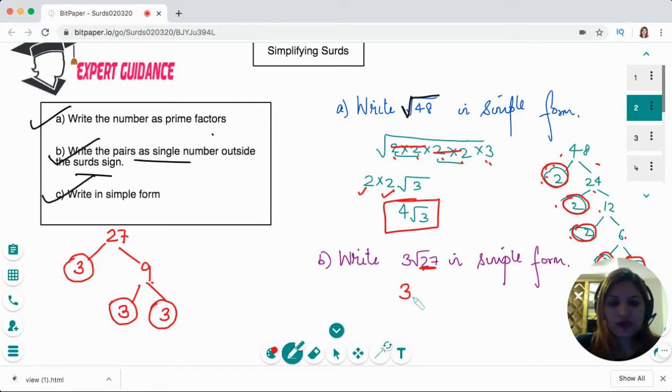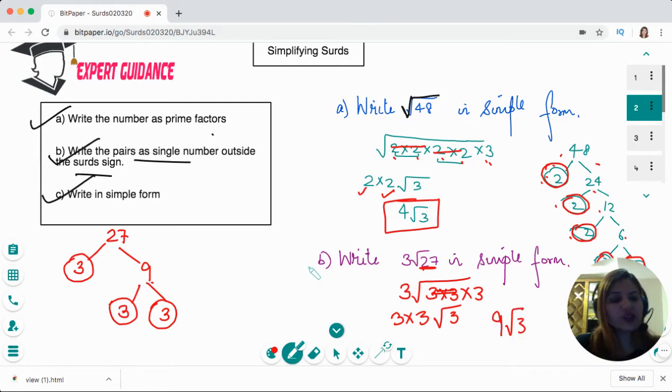So now square root 27 can be written as 3 times 3 times 3. Now how many pairs are there here? Just one pair. So we'll strike these two numbers, write them as a single 3 outside, and we are left with square root 3. So the simple form of this is 3 square root 3. Okay, so I hope this is clear to you. You can try more questions on them, but as we move along, we have to use this concept.